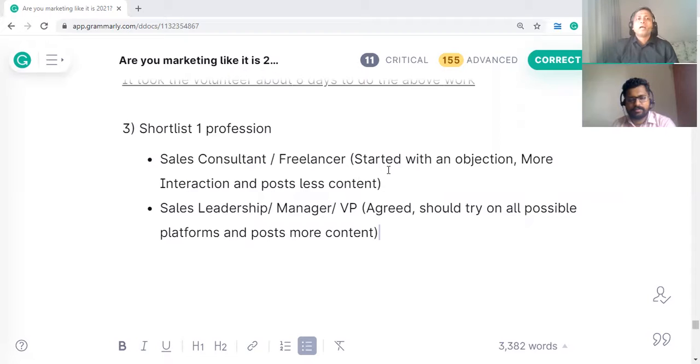Just to give you a bit of context, the sales consultant started with an objection, criticizing the market and objecting to the way a particular post or activity on social media should be. But then the volunteer interacted, tried to understand the objection, and then the person was more interactive.